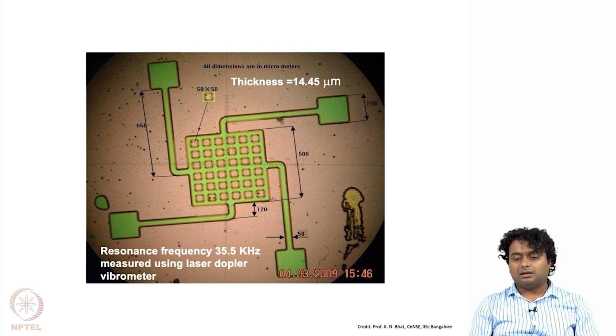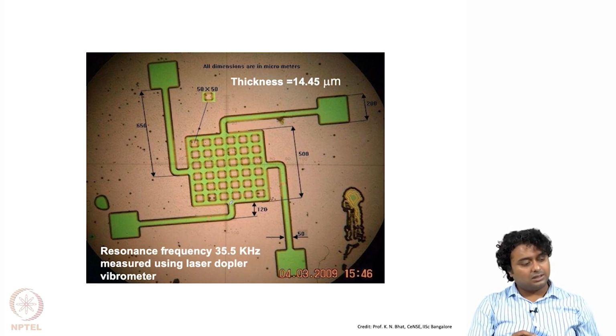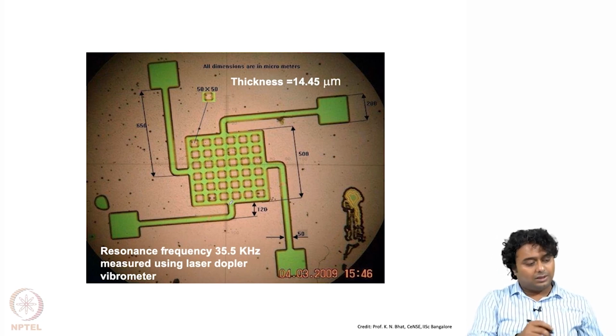And this is the real optical micrograph image of the capacitive accelerometer, and here you can see this particular system we call laser Doppler vibrometer. So using that system the frequency of vibration can be measured. As we know, all structures have a resonance frequency, and what is that resonance frequency?